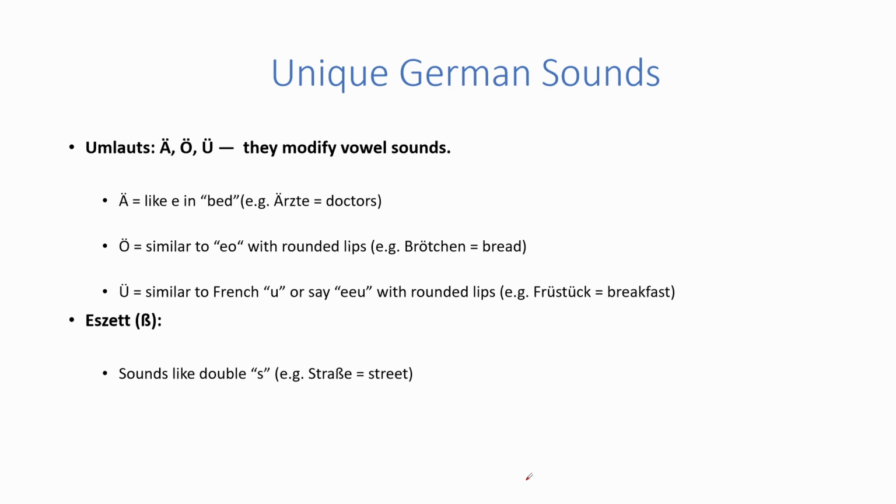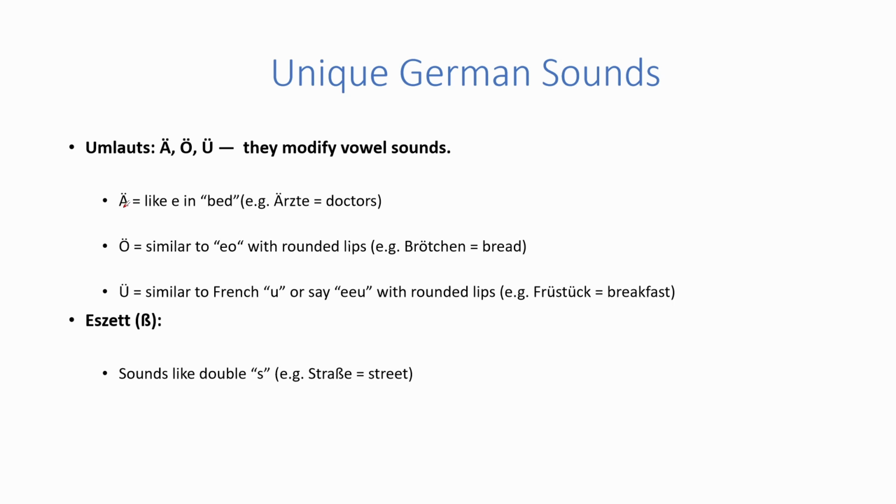Now we have some unique German sounds. Those are called umlauts and eszett. Umlauts are written with two dots on top of a letter. For example, this is called A umlaut, O umlaut, and U umlaut. These umlauts modify vowel sounds.